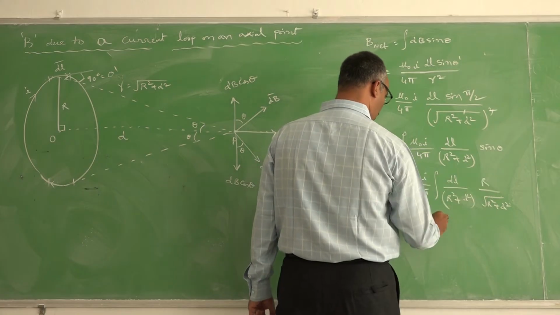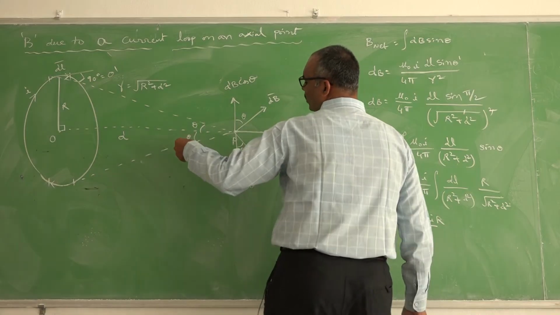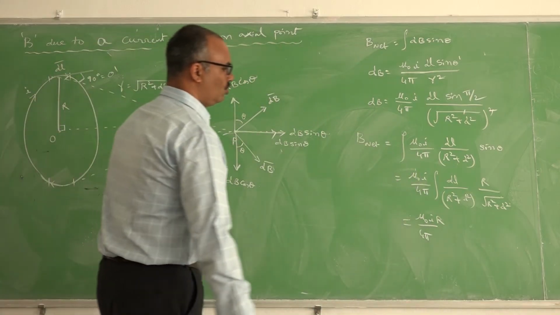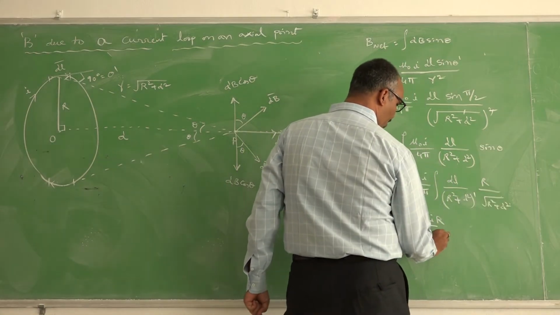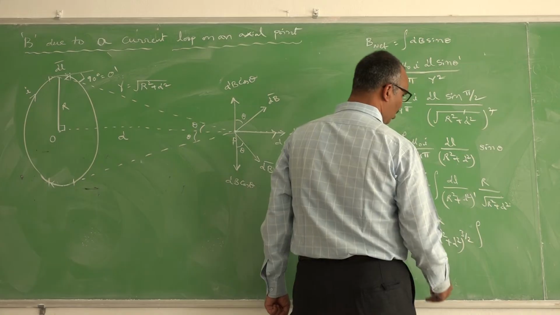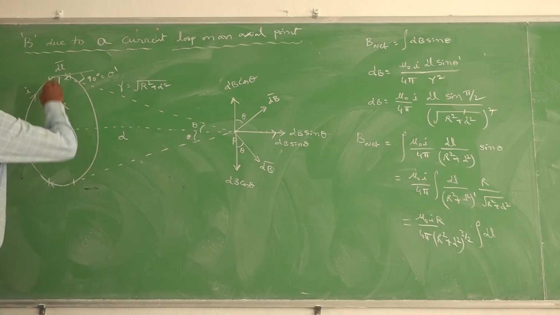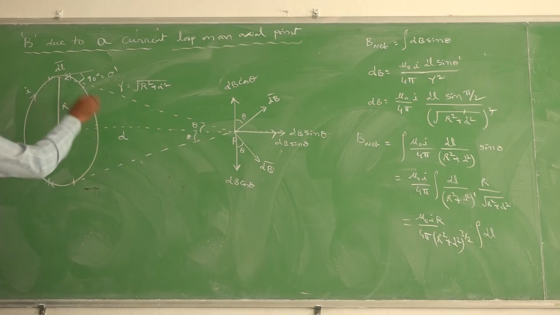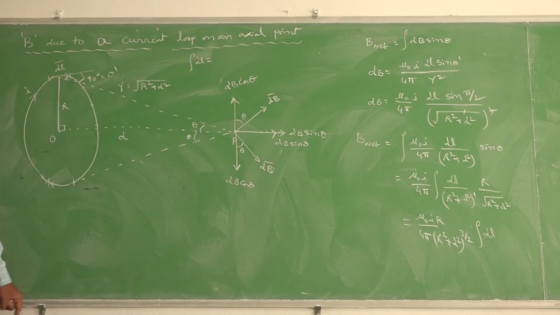As you know, radius is constant, you can keep it out, and d is the distance which is also fixed, r is the radius which is also fixed. So, you can write r square plus d square whole power 3 by 2 as common. You are left with integral dl. Integral dl means you should take the small elements on the wire and add all the element lengths together. So, integral dl will become the circumference of the loop, nothing but 2 pi r.